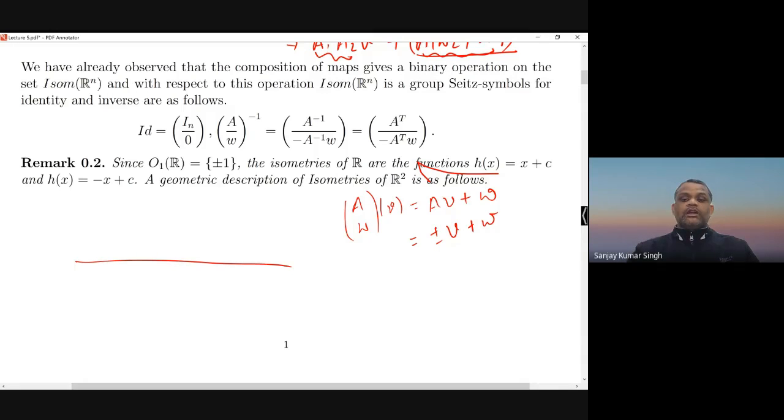What it is doing: suppose this is the real axis, suppose this is a vector V, and W is a translation vector, so it sends any vector V to V plus W. And what the minus is doing is sending any vector V to minus V. So if V is here, first you come to minus V here, and then again translate by W. So this will be minus V plus W.